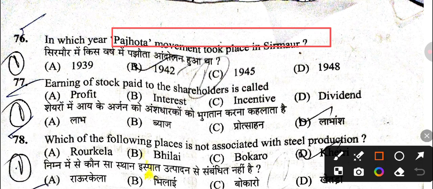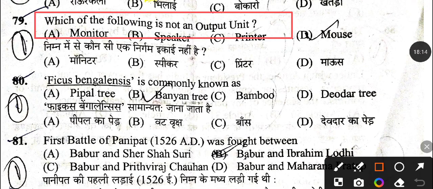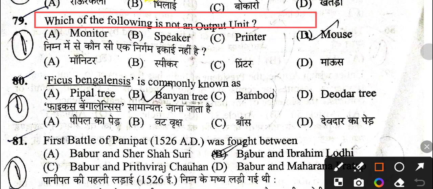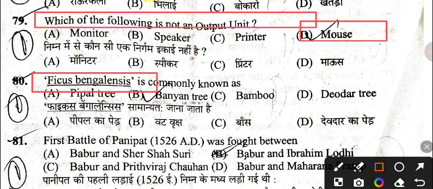Which of the following places is not associated with steel production? So it is Khitri. Option number D. Rourkela, Bhilai and Bokaro all are related to steel production. Which of the following is not an output unit? So monitor, speaker, printer all are output units. Mouse is an input device. Ficus bengalensis is commonly known as, so it is called banyan tree.